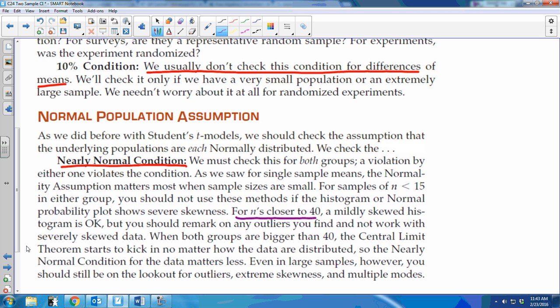You have to say that 350 is less than 10% of all women and 350 is less than 10% of all men. You can't say that 700 people were randomly chosen. You can say that the 350 women were randomly chosen from a group of women and the 350 men were randomly chosen from a group of men. Don't stick them all together. Any questions about the conditions at the moment? You guys are getting pretty good at this.